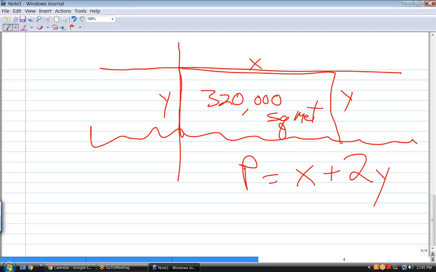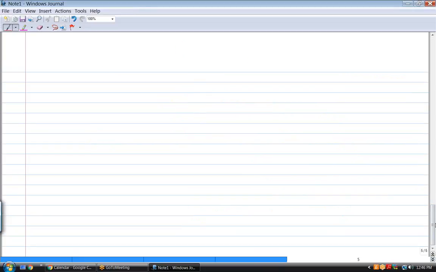And what's another formula that relates to this drawing? X times y equals 320,000. Which of those two equations are we trying to maximize or minimize? The perimeter. Correct.